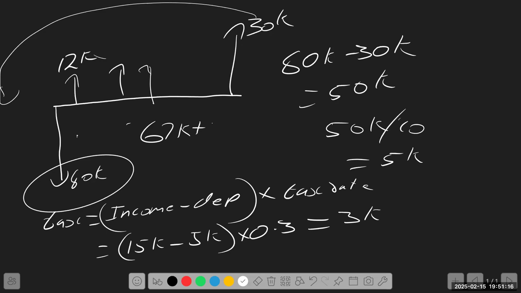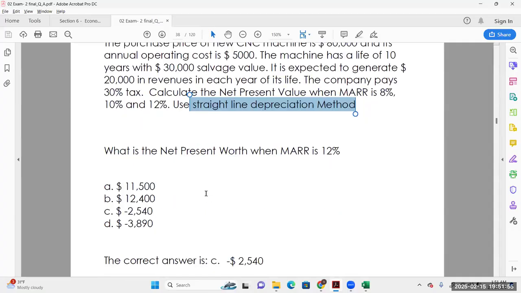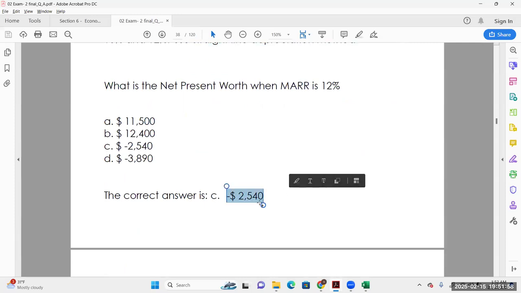For this 30,000, 10, 12, I'm getting 77.46. I will put together the 77.46 plus 80, so 77.46K you are getting, minus 80K. So how much is the answer, net present value? Around 2,000, 2,500. Yes, answer is 2,540.